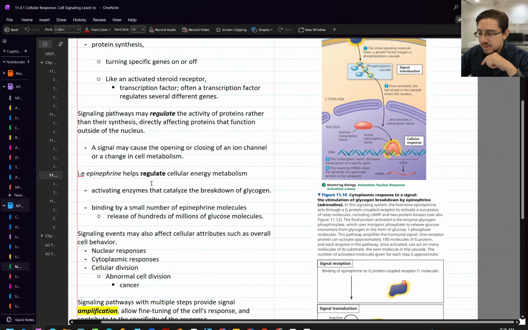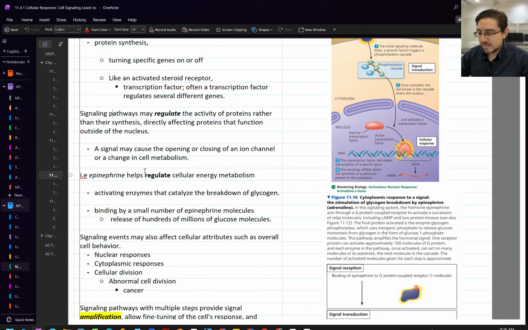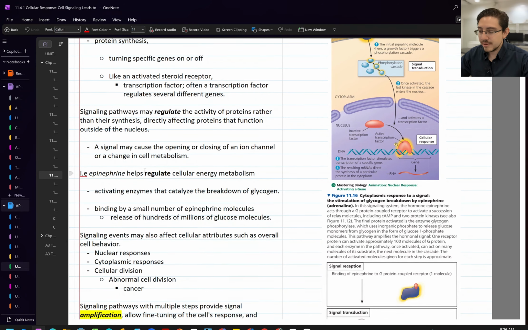Okay, so signal pathways can regulate, as I mentioned before. And a signal can cause, again, the opening and closing of an ion channel or a change in the cell's metabolism, depending on what the effect is. Are you going into the genes? Are you turning on some or turning off some genes? Okay, what exactly is happening? It depends on the signal pathway.